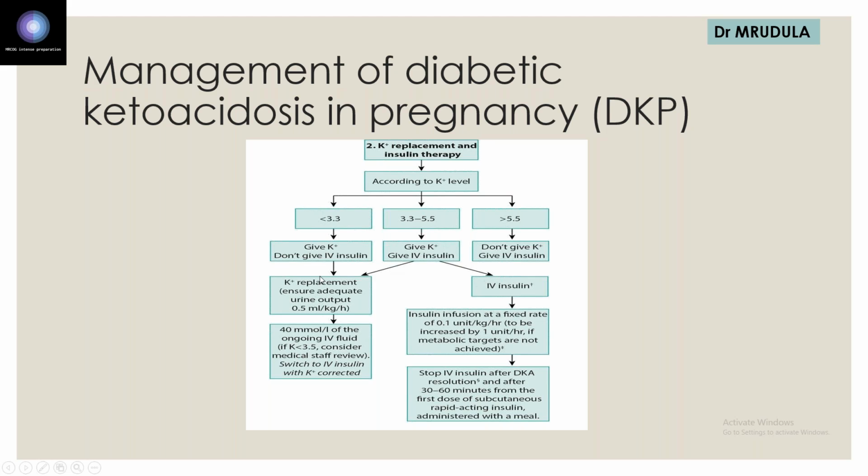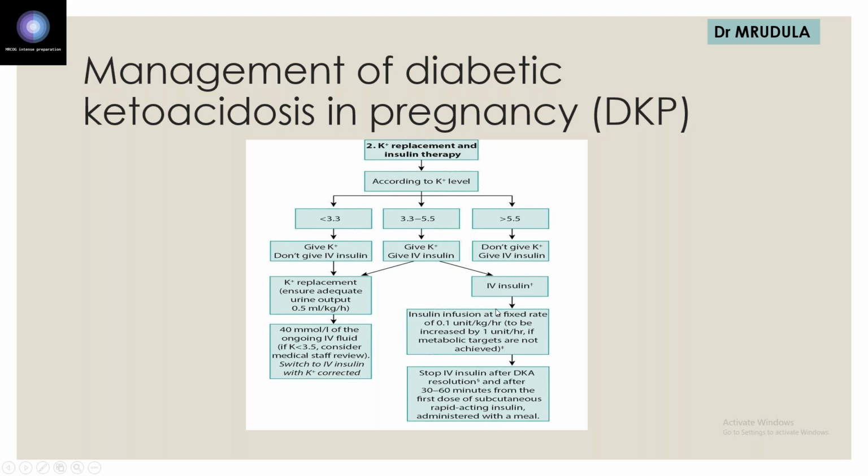You give potassium 40 millimole per liter of the ongoing IV fluid. If potassium is still less than 3.3, you have to take a medical staff review, that is medicine review, and switch to IV insulin when the potassium is corrected. Now, when the potassium level is between 3.3 to 5.5, you have to give both potassium and insulin. And when the potassium is more than 5.5, no need to give potassium, but give only IV insulin. The potassium dose, as I told you, is 40 millimole per liter.